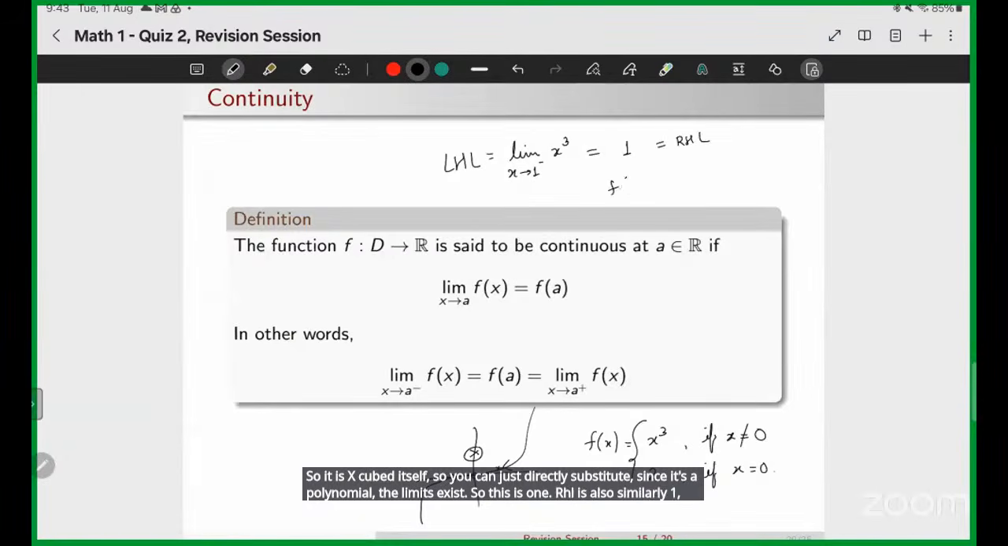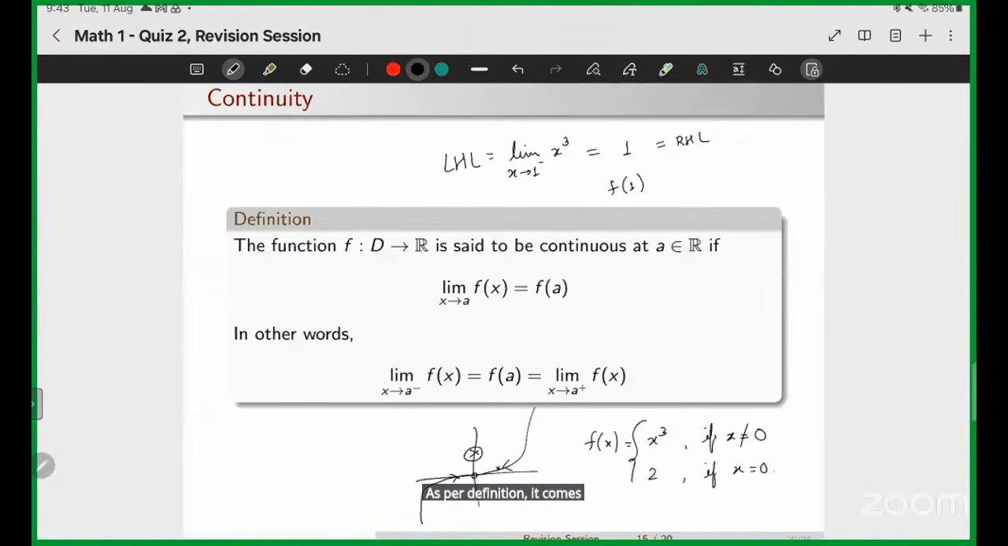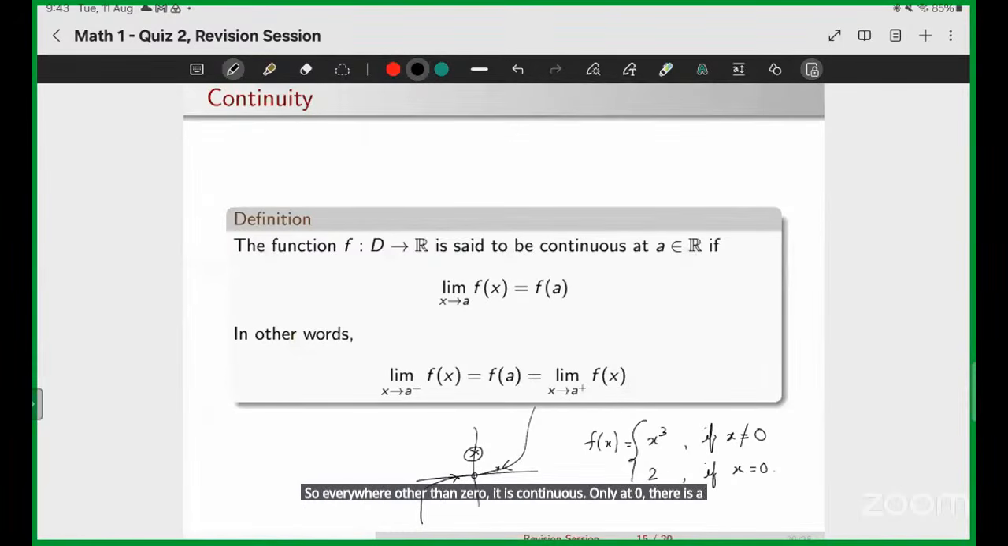And what is f of 1? As per definition, it comes under this. It is 1 cube, which is 1. So everywhere other than 0, it is continuous. Only at 0, there is a jump. So there is a discontinuity.